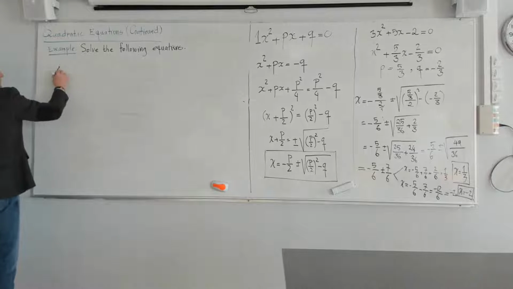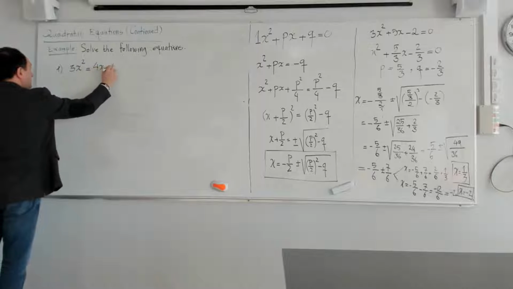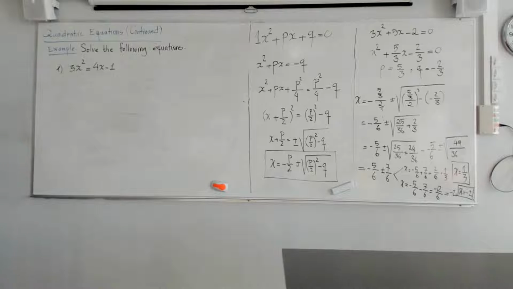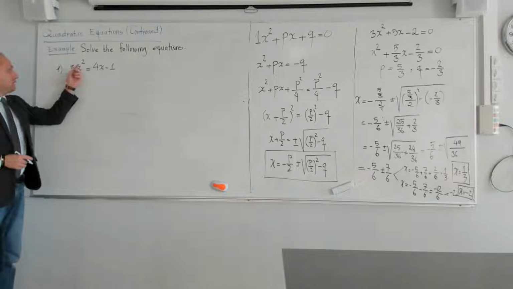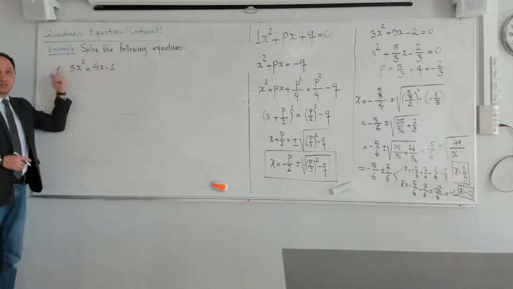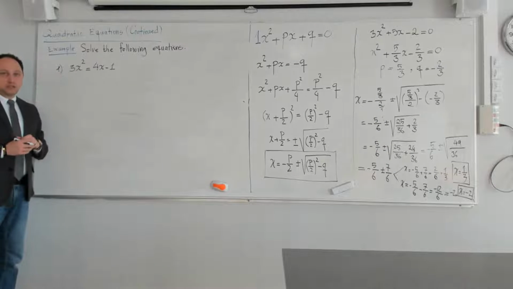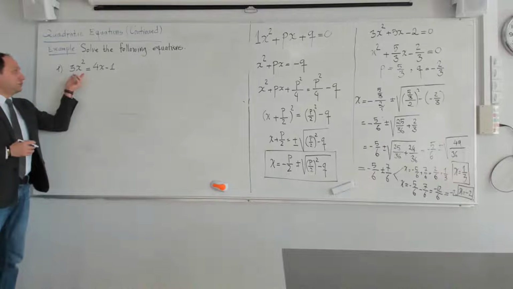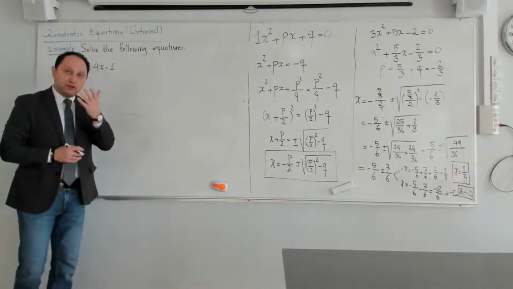So number one, 3x squared is equal to 4x minus 1. Okay, so here I want to solve this one for you. How should I know what to do? Immediately, because I see second power is in my equation, and there is no way to get rid of that second degree term, it means that this is a quadratic equation.